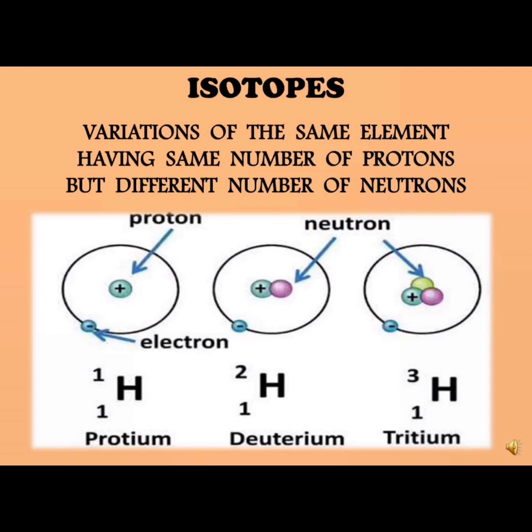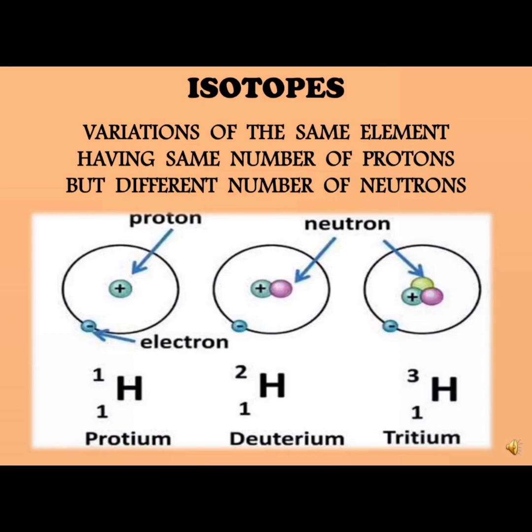Next, we look at isotopes. Now, isotopes are variations of the same element having the same number of protons but different number of neutrons. What is the meaning of this? Now, over here there are 3 atoms which are given. All the 3 atoms belong to hydrogen.